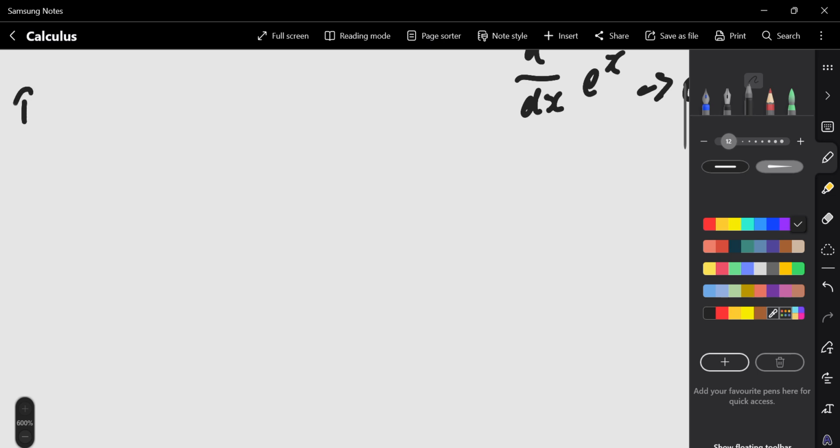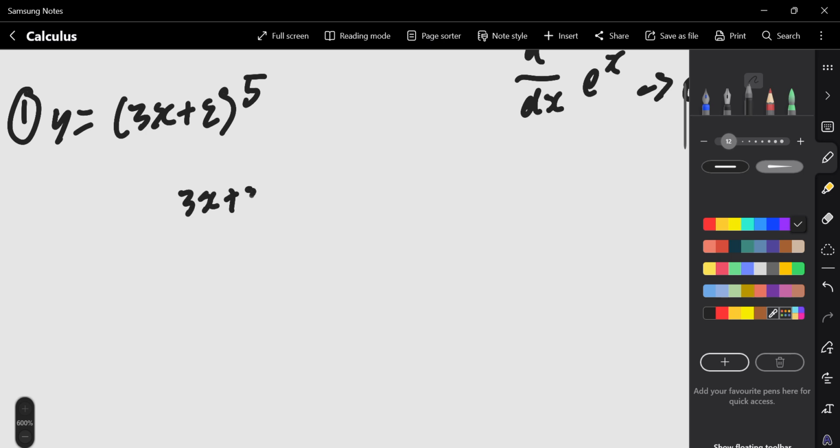Let's go number 1. y equals (3x plus 2) to the 5. What you do is you're going to differentiate like you would treating this as a function. Like if we said 3x plus 2 equals z, we have z to the 5. You're going to do the power rule.